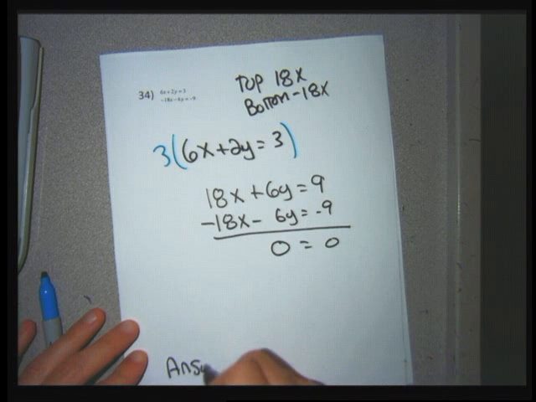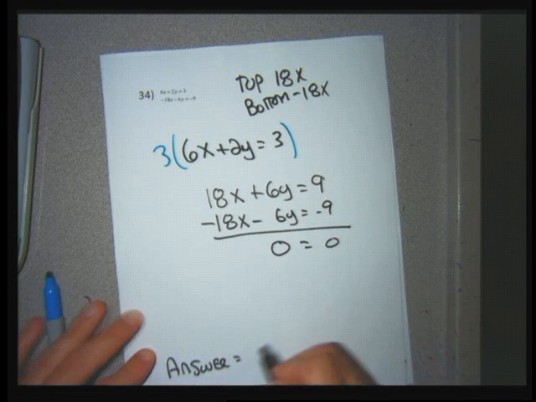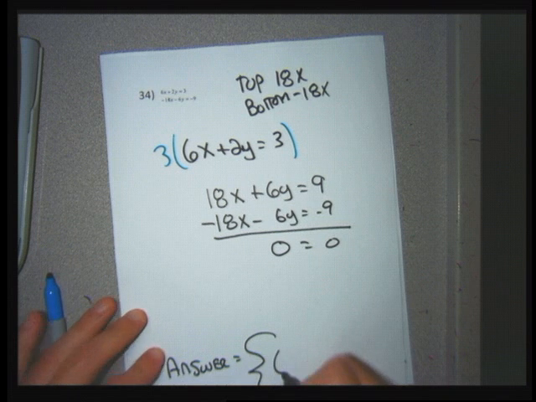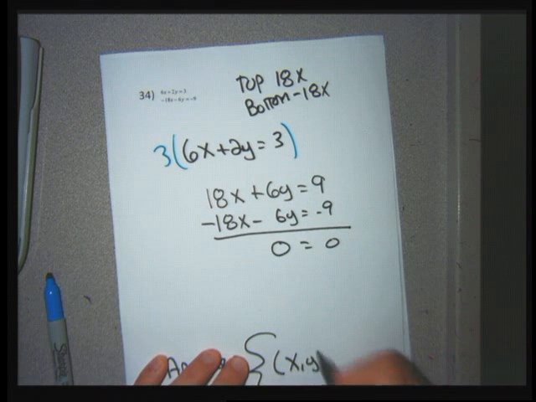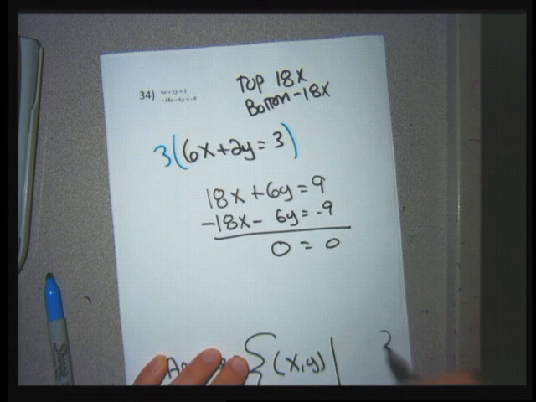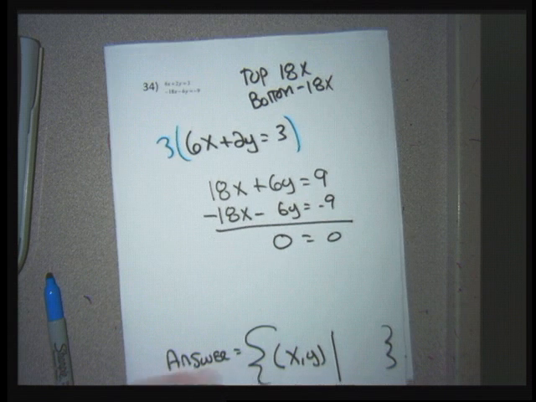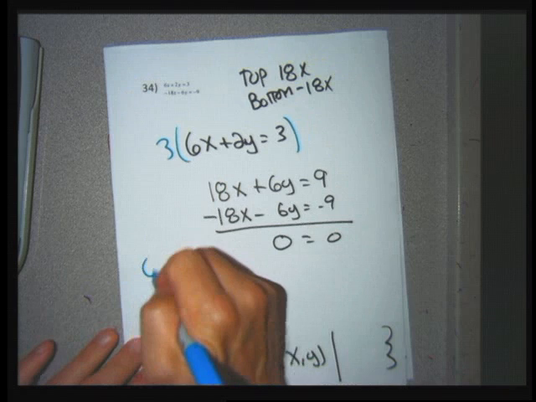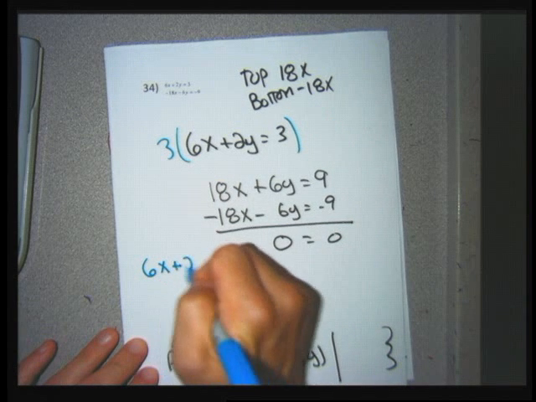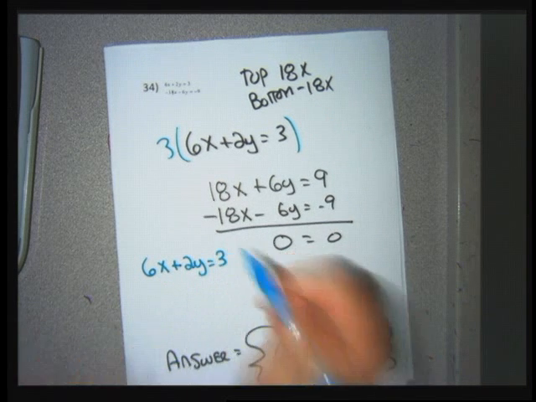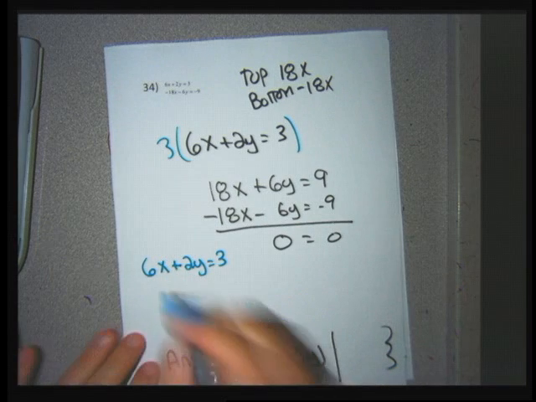When the letters drop out and I get a true statement, my answer is going to have the form: the set of xy such that, and to the right of that xy, I need to pick one of the equations and solve it for y. So there's extra algebra to do when your letters drop out and you're left with a true statement. So I'm going to take that top equation and solve it for y. This equation, 6x plus 2y equal to 3, is easy to solve for y.